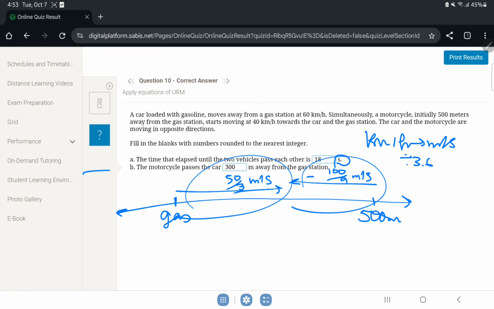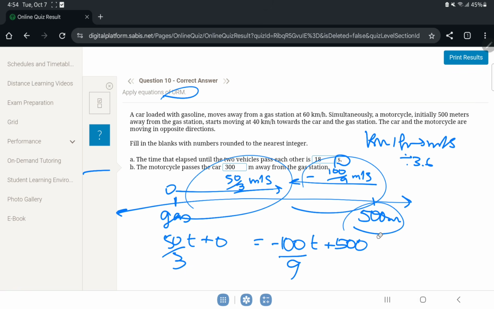Now that you have successfully converted them into meters, we must find equations for each that have both velocity and time and make them equal to each other so that we can find the x. Basically, we're using URM here. So x is equal to Vt plus x initial. So the x's must be equal to each other. Let's do the car first. The V will be 50 over 3 times t plus x initial 0, since at the gas station we took it to be 0. And here the velocity will now be negative 100 over 9 t plus 500.